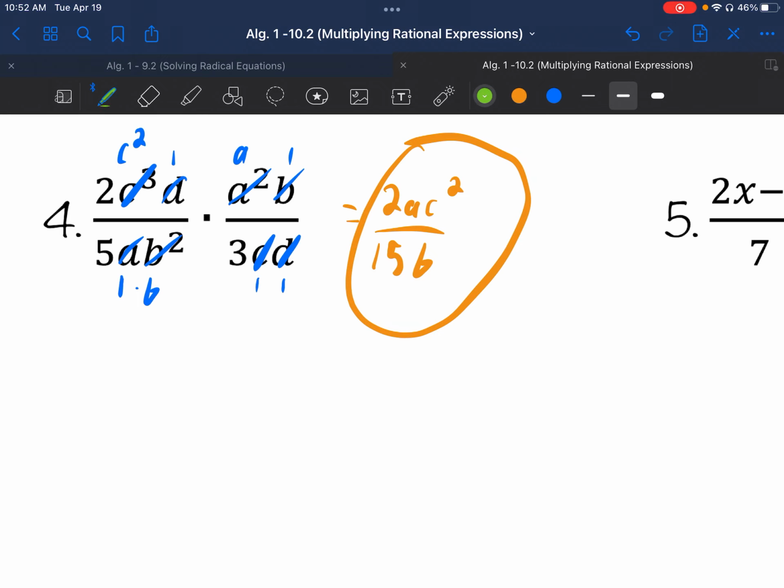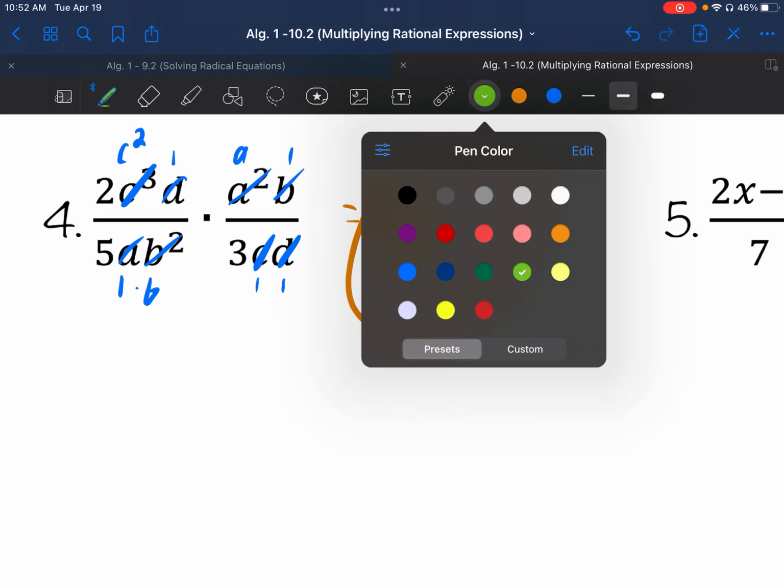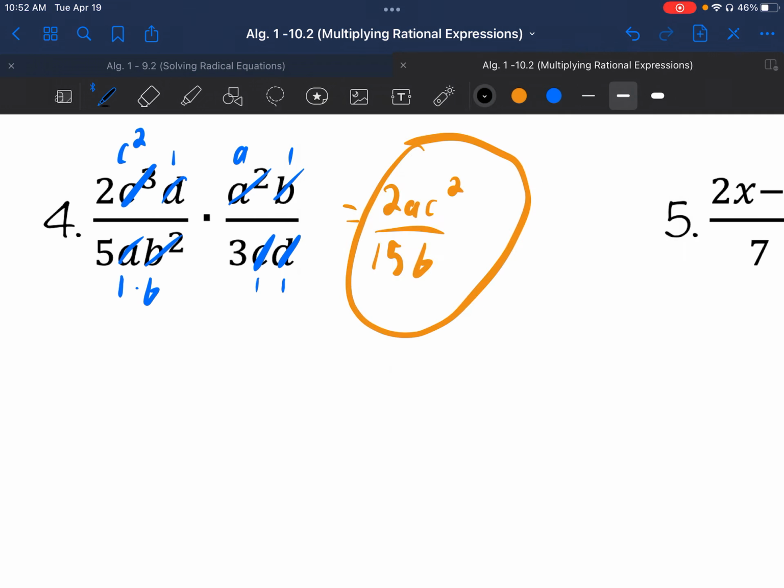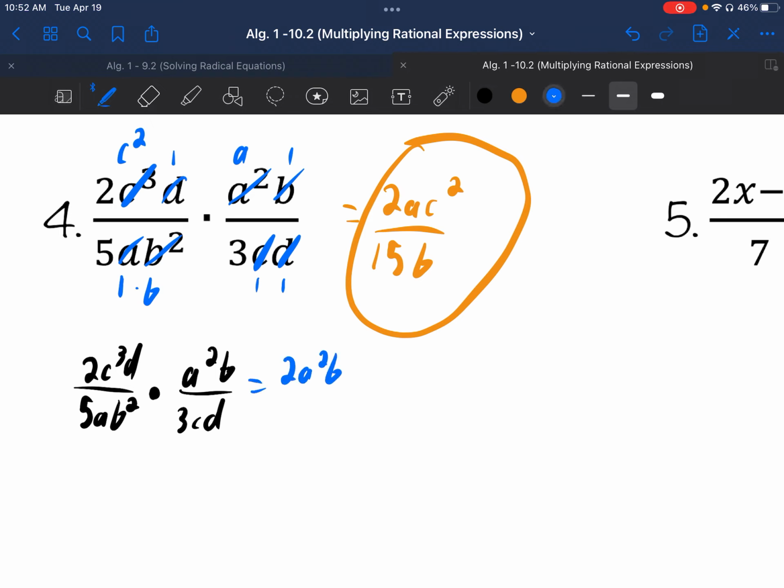If I wanted to start that off going the long way again, I definitely could have. And this would be the last problem I show that on. But it would have been 2c cubed d to start, on the top, 5ab squared. That was the first fraction. Second fraction was a squared b over 3cd. So if we would have multiplied straight across, on top we'd have gotten 2a squared b c cubed d.